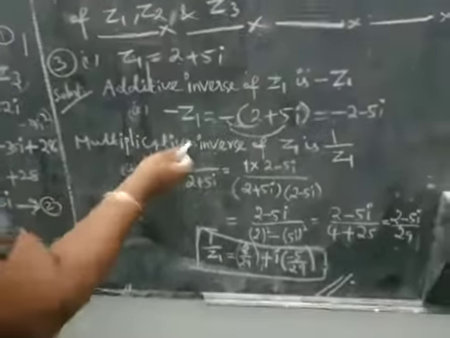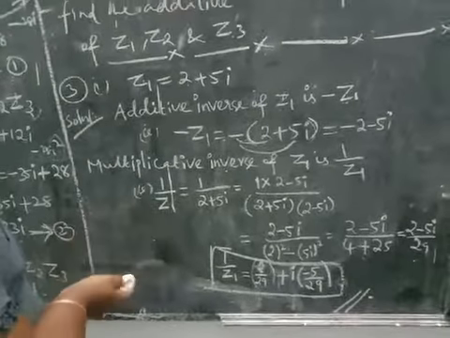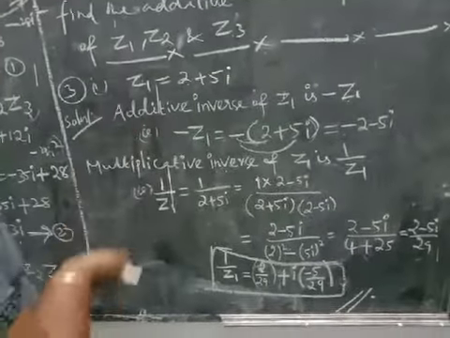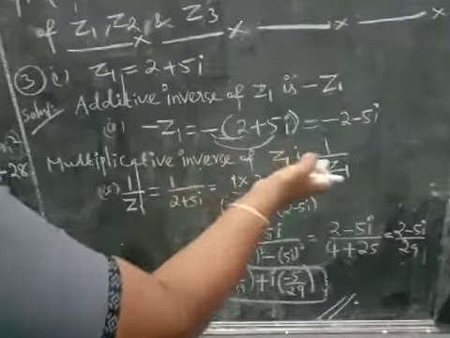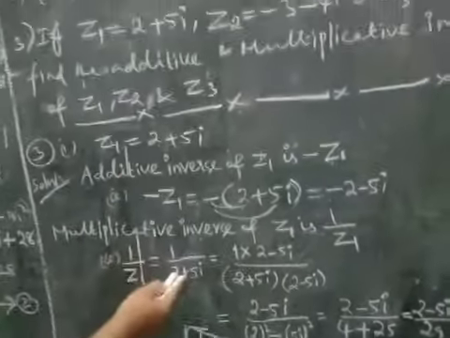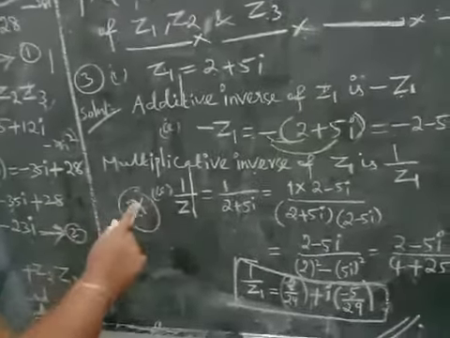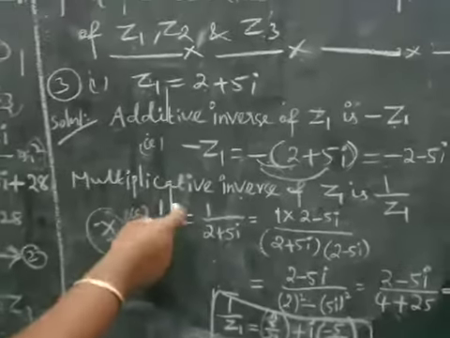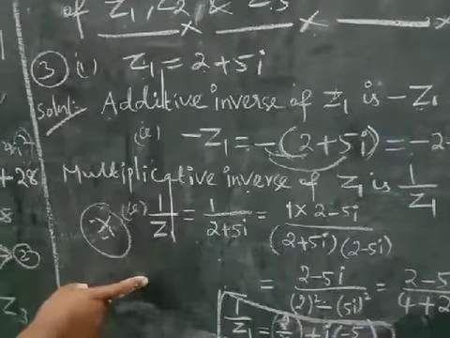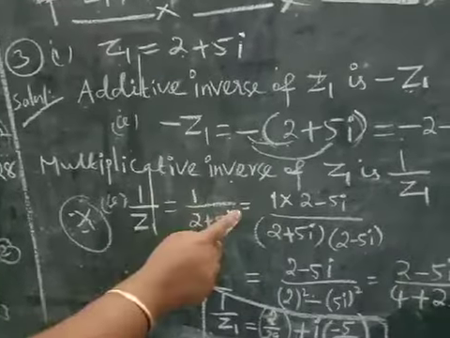Next, the multiplicative inverse. What is the formula? The multiplicative inverse of Z is 1 by Z. Here they have given Z1, so the multiplicative inverse of Z1 is 1 by Z1. So 1 by Z1 is 1 by 2 plus 5i. See here, you should be very careful in this. When fraction form or division form is given, 1 by 2 plus 5i, this is not in the standard form.